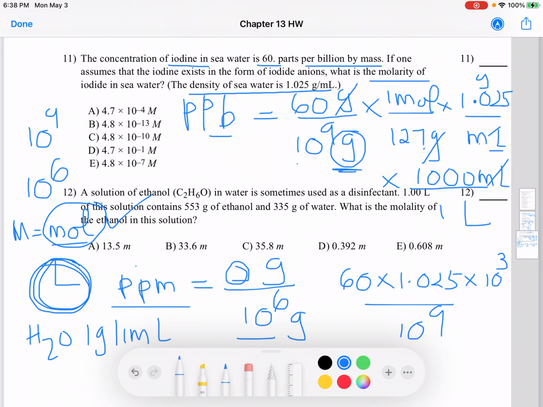If you were given a question with ppm, you will follow the same thing, but instead of 10 to the 9 you would put 10 to the 6. And since this is seawater, you use the density for the seawater. But if it is water, it's just going to be 1 gram per 1 milliliter. Okay, so the last one.